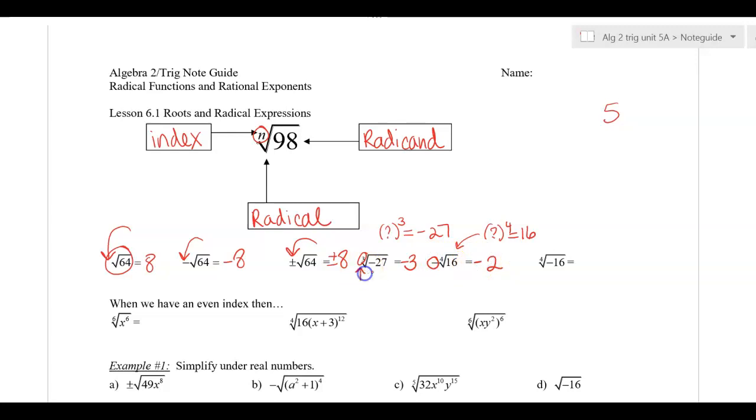Notice with the odd index, because odd powers can still have negative results, we can have a negative inside the radical without any problem. However, with an even index and a negative inside the radical, we would be asking ourselves what to the fourth power equals negative 16, which gets a little deeper into imaginary numbers than we go in this course. And so we don't really have to answer that. We're just going to say there is no real value.